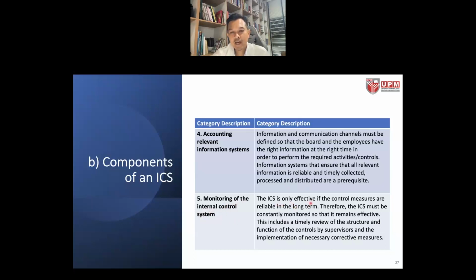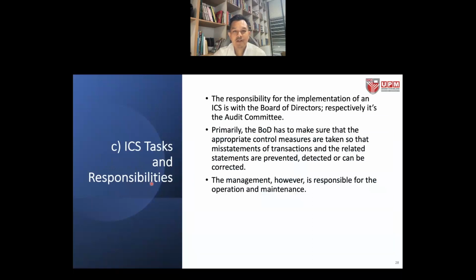The ICS is only effective if the control measures are reliable in the long term. Right? It has to be revised accordingly, so you can improve the processes along the way. Therefore, the ICS must be constantly monitored, so that it remains effective. Okay, so this includes a timely review of the structure and function of the controls by the supervisors and the implementation of necessary corrective measures.